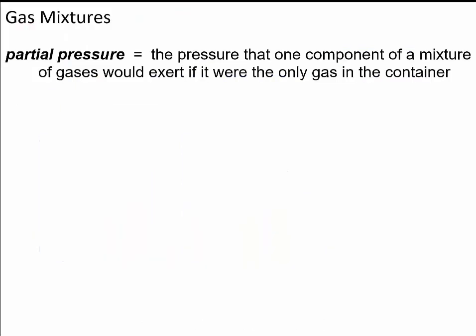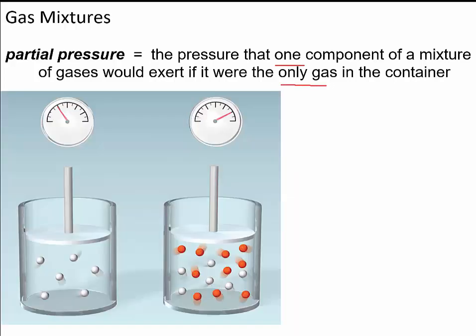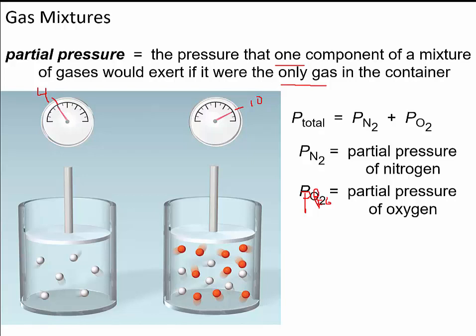Our partial pressure is the pressure that one component of a mixture of gases would exert if it were the only one in the container. So if I've got one gas by itself and it's got a pressure of 4, and I mix it with another one and measure them both together, and that comes out as 10, I can figure out that the partial pressure of the red one is going to be equal to 6. So if we've got a total pressure, that's going to be the sum of the partial pressure from nitrogen and the partial pressure from oxygen.